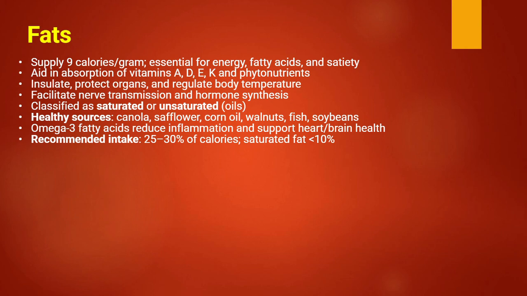Another key function is insulation and temperature regulation. Fats form a protective layer under the skin to help regulate body heat. They also cushion and protect organs, reducing the risk of injury. From a nervous system perspective, fats help facilitate the transmission of nerve impulses, as the myelin sheath around nerves is made primarily of fat. They also give a feeling of fullness, which helps regulate appetite.